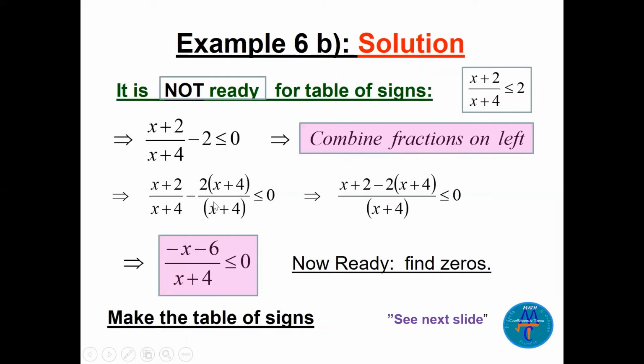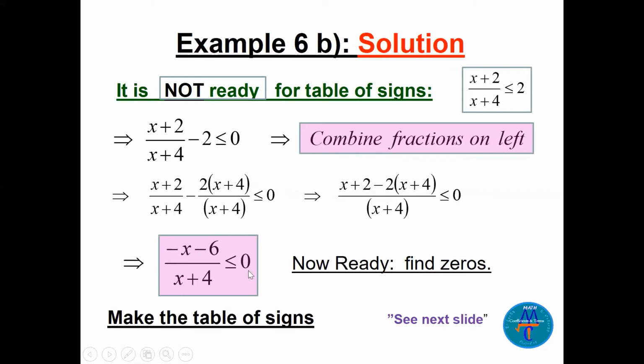I will say this again. You can combine, you need the LCD, but do not multiply by the LCD. Do not. So this one here, the LCD is x plus 4, up and down, it will be x plus 4 here, minus 2x minus 8. So the answer there is minus x minus 6 divided by x plus 4.